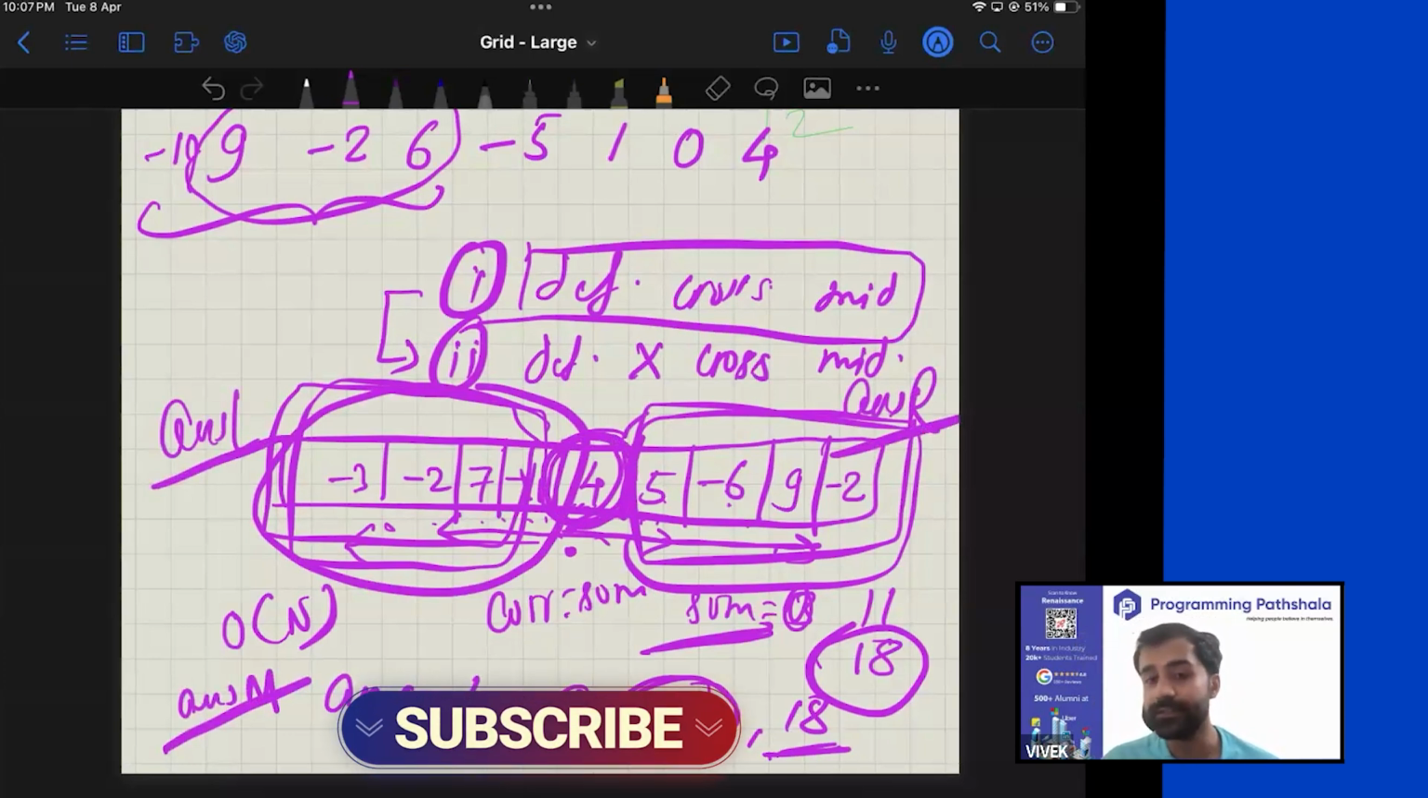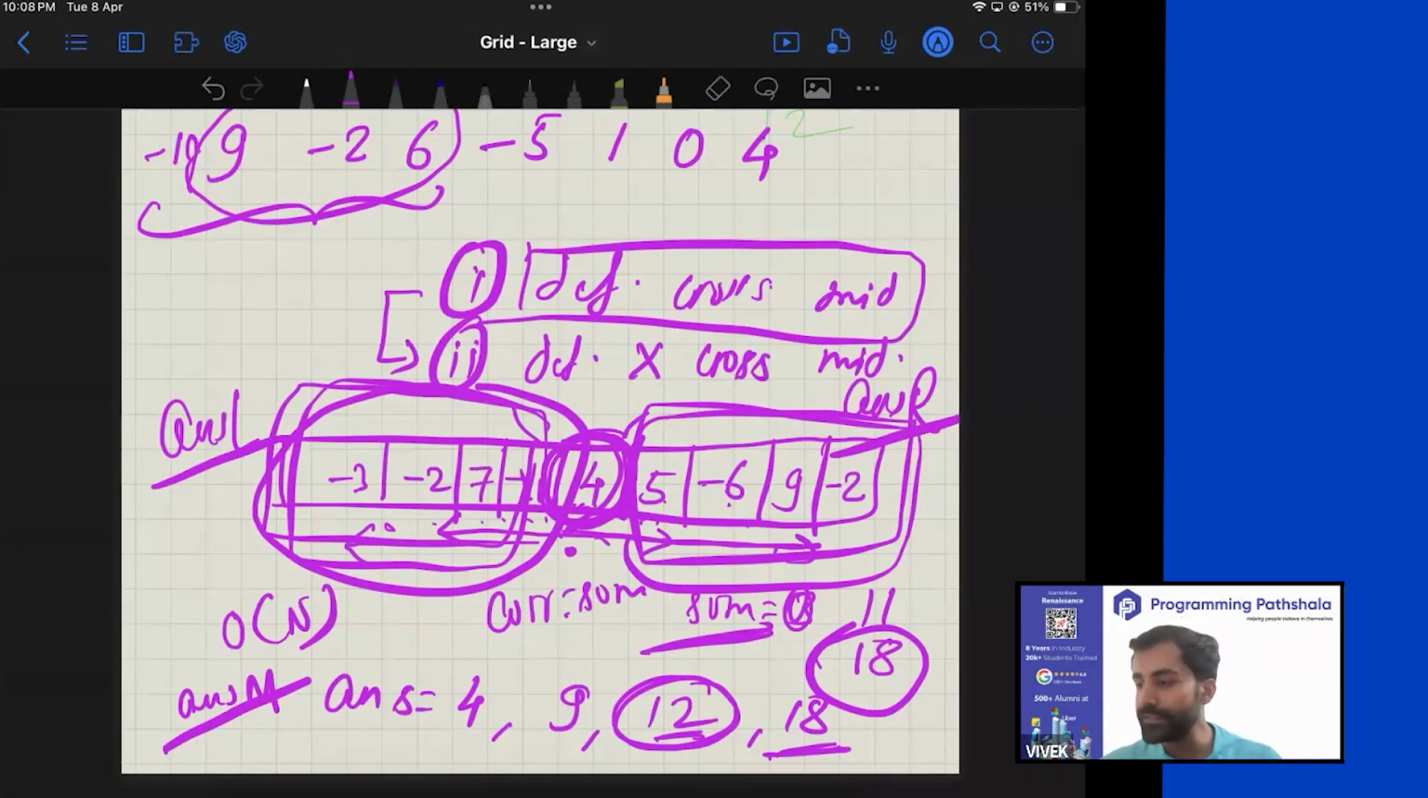This is a little hard for certain people to understand, but still, I'm just curious to know how many of you got it, how many of you understood it. So do you want to see the code of this?